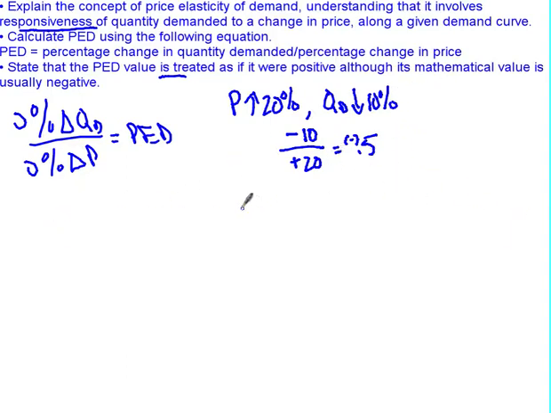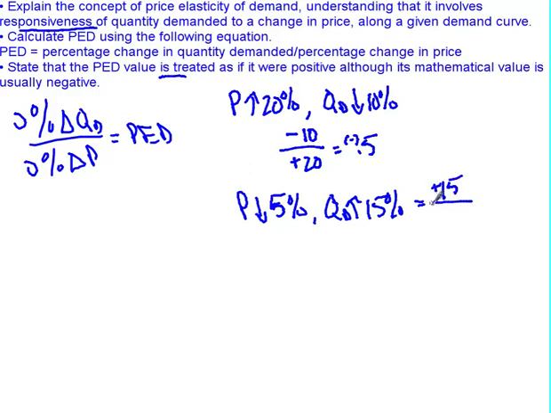Let's do another example. If the price goes down by 5% and the quantity demanded goes up by 15%, then the value of the price elasticity of demand, so take the quantity demanded, that's a plus 15 up here.